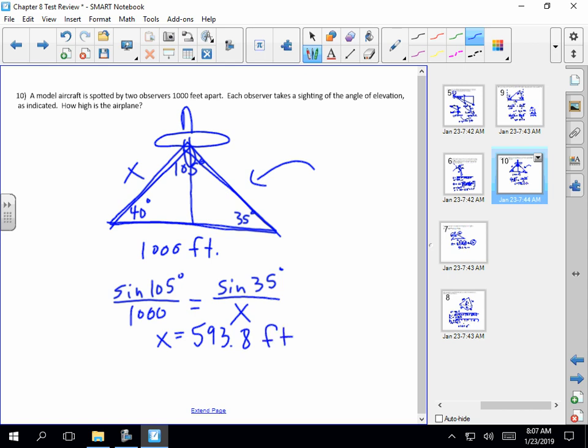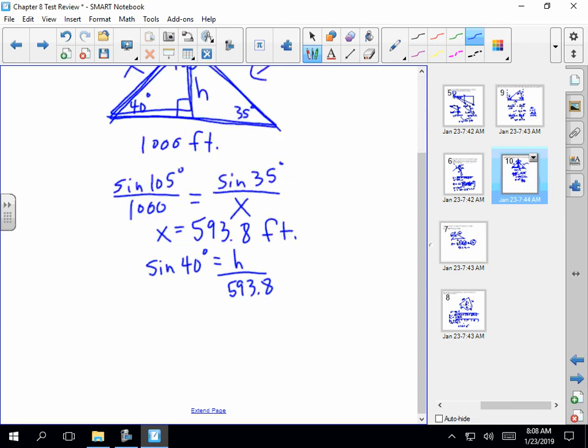feet, and then we're going to use that and just this right triangle on this side to find the height h. And so I have sine 40 degrees equals h, the opposite, over the hypotenuse, 593.8. And solving that for h gives me a height of 381.7 feet.